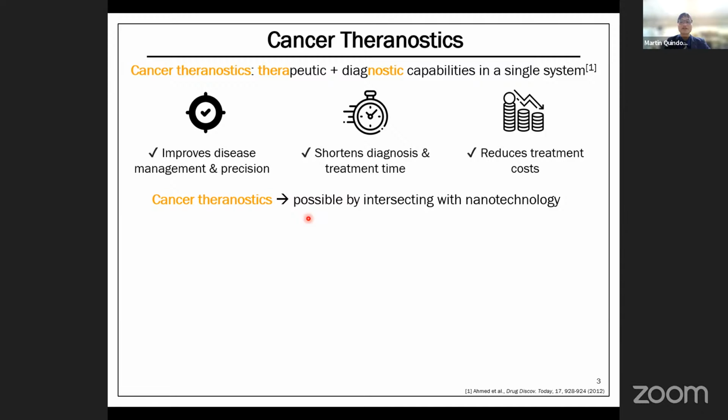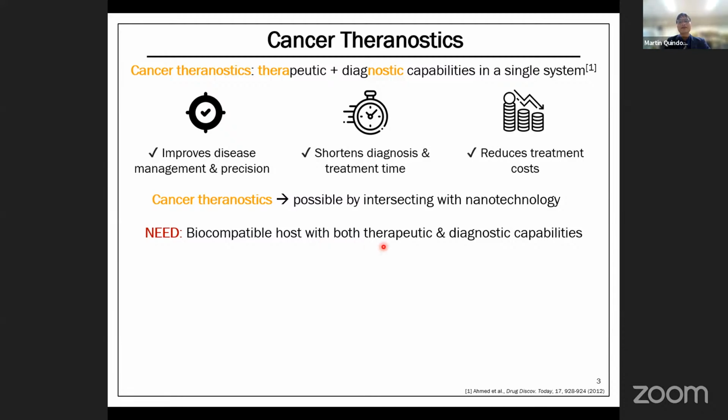However, a problem with nanomaterials is that they sometimes have inherent cytotoxicity and not ideal biodistribution in our body. So the goal now is to find a biocompatible host material or host lattice that has both therapeutic and diagnostic capabilities. Because it is important that this nanomedicine be biocompatible for healthy cells. It will only result in cytotoxicity when it is with the cancer cells.